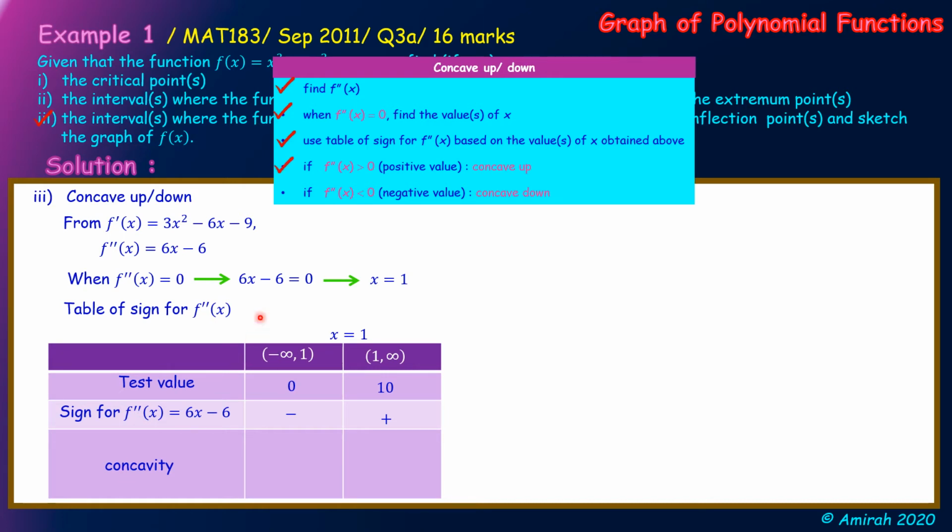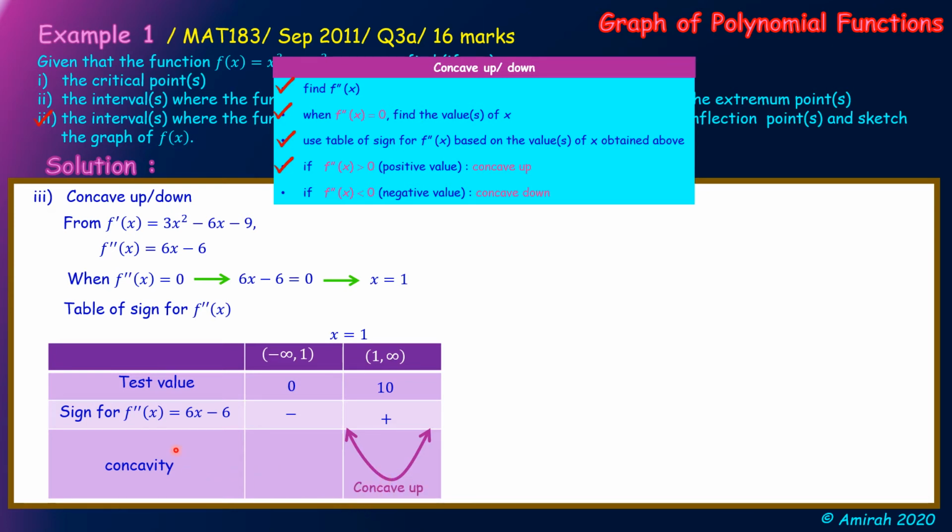Okay, we refer from this procedure. If f double prime x has a positive value, it means we have concave up. The concavity, or f double prime, has a positive value here, so we have concave up. Concave up is just like a smile graph. When f double prime is positive, we get a smile graph here. Smile graph means concave up.